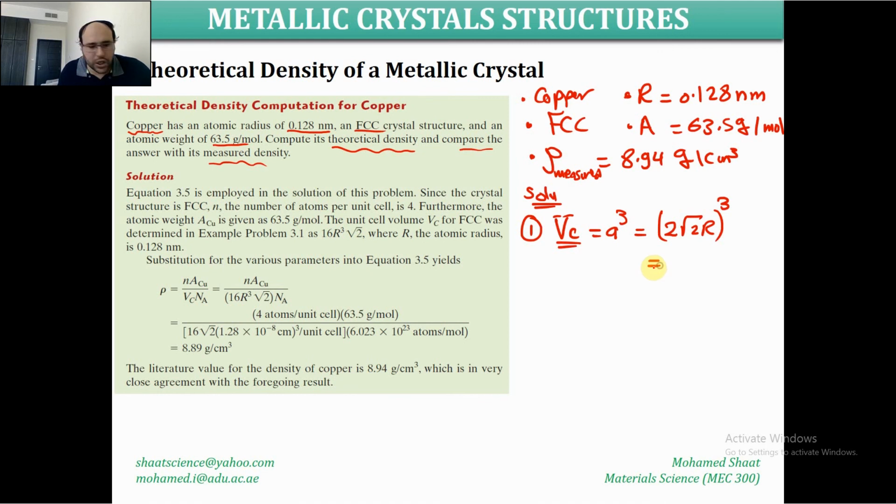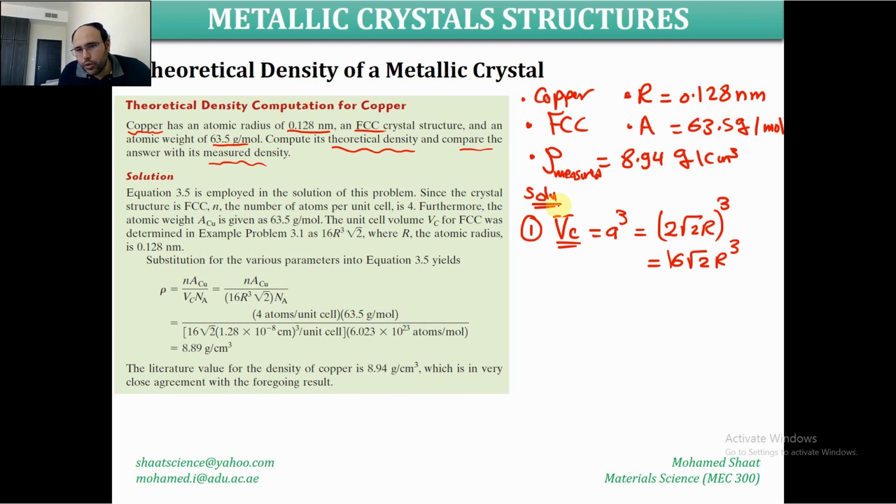If you did the calculation, this is going to give us in total 16 square root of 2 R cubed. Then your objective is just to substitute for R, which is already given to you here as 0.128 nanometer.